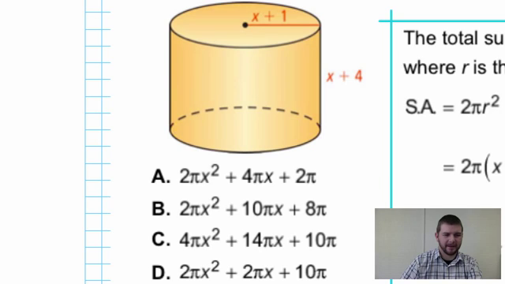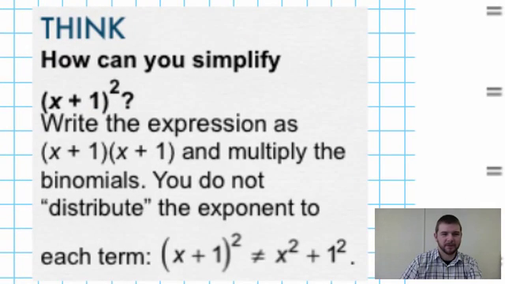Now, the recommendation as to what to think for this problem says, how can you simplify x plus 1 squared? Well, write the expression as x plus 1 times itself, x plus 1, and use some of these new skills you've acquired for multiplying binomials. Do not distribute the exponent. Be careful of that. That's a very common mistake students make, to distribute the exponent to both terms when in fact that's incorrect. Multiply using the FOIL method or one of the other methods that we've discussed, but FOIL will most likely become your preferred method for a variety of reasons.